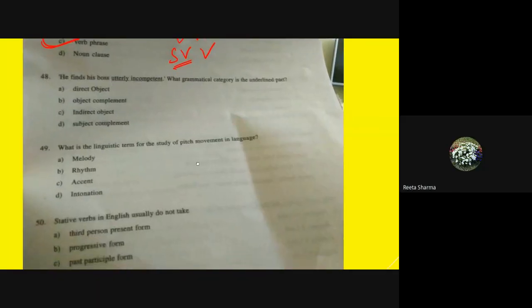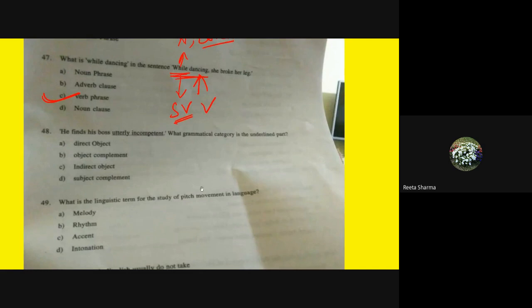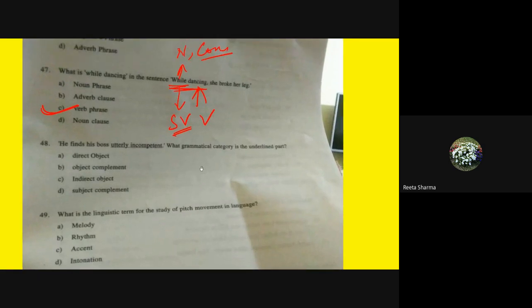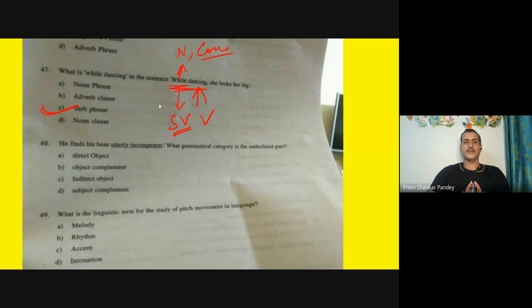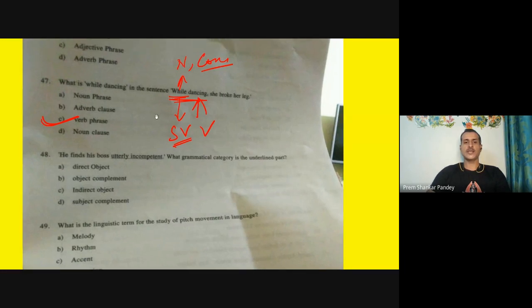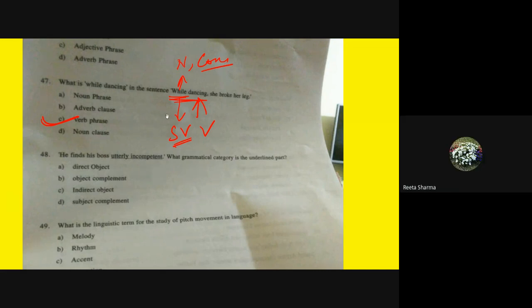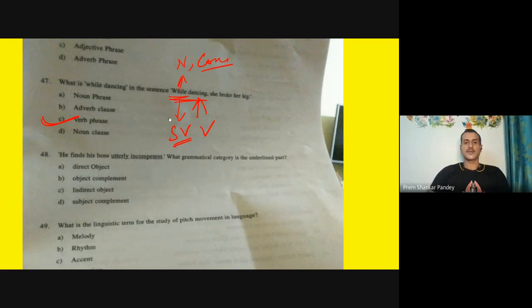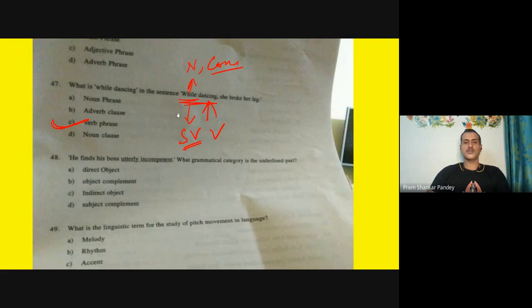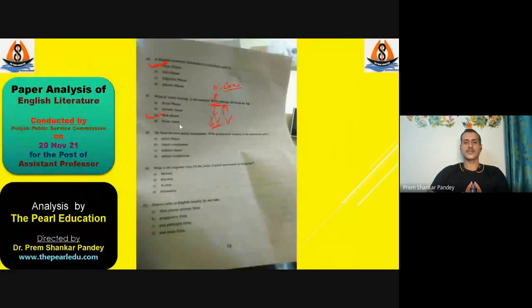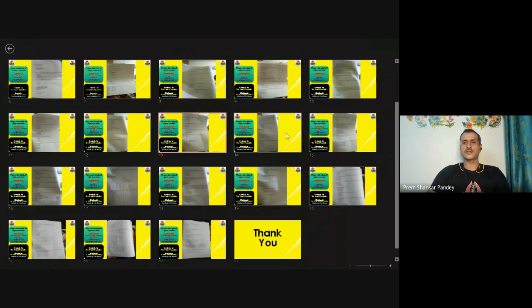I think, sir, it's adverb phrase, because she broke her leg modifies that verb, sir. Okay, see, adverb phrase is not there in the option. It is adverb clause. Oh, okay, sir. So clause means it should give some meaning, then only we can say it's a clause, isn't it? Yeah. So obviously adverb clause is not the right answer.